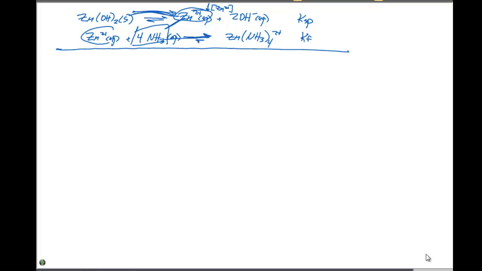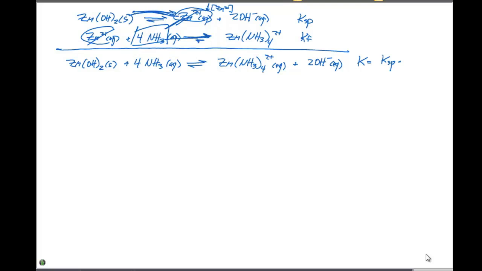To set up the overall reaction, zinc 2+ exists as a product in the first reaction and a reactant in the second reaction, so for all intents and purposes we can cancel those out. This gives us an overall equation of Zn(OH)2 solid plus 4 equivalents of NH3 in aqueous solution in equilibrium with our complex ion, Zn(NH3)4 2+, plus 2 OH-. The equilibrium constant for this is going to be the Ksp times the Kf.